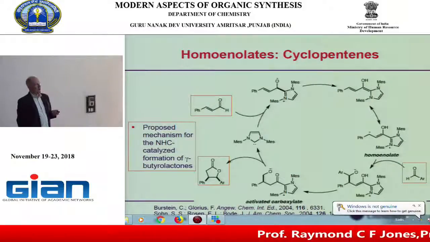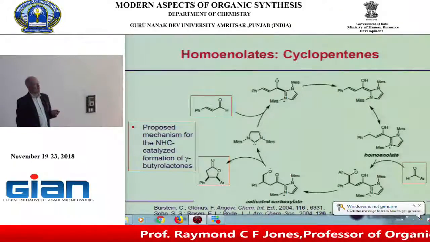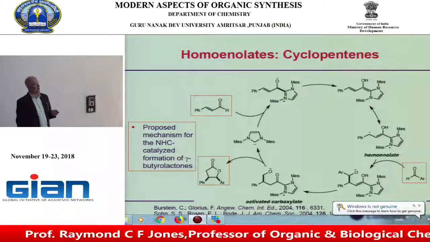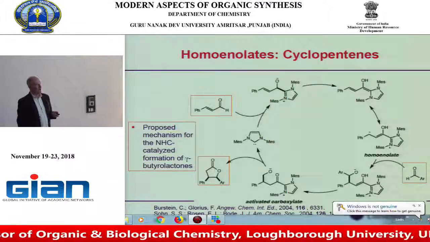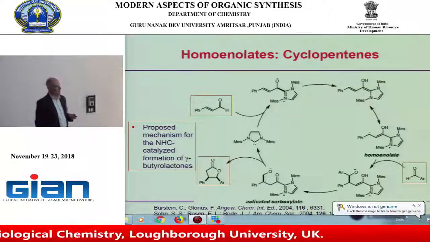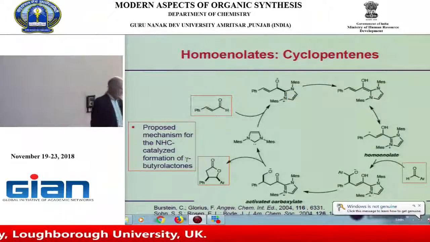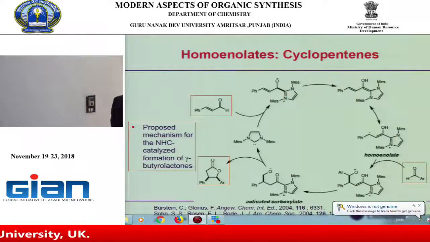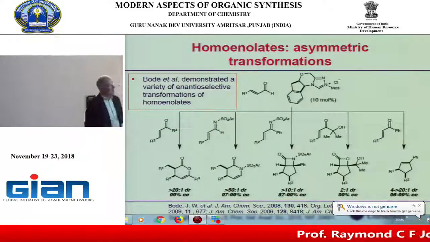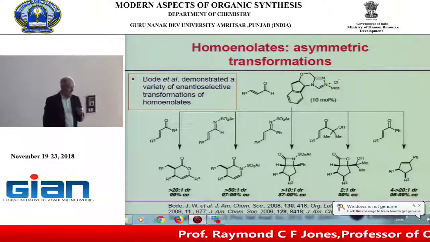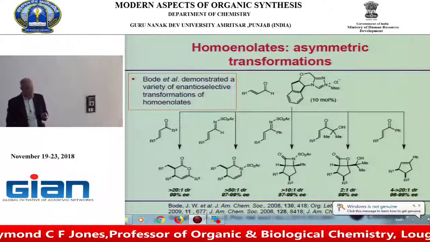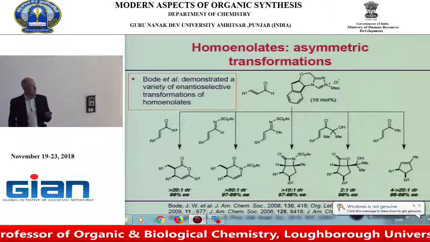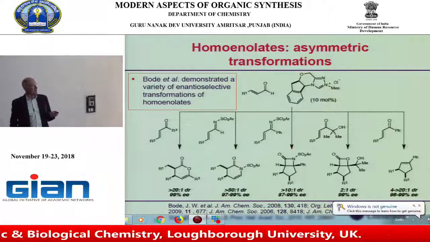So that's where we're forming a Breslow type intermediate from an alpha-beta unsaturated carbonyl compound, which gives you homoenolate reactivity. Now the same kind of catalytic cycle can be drawn in a number of cases, and Bode, now working in Switzerland but an American, has shown that you can do a whole number of different things there.